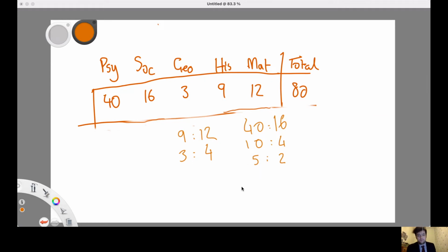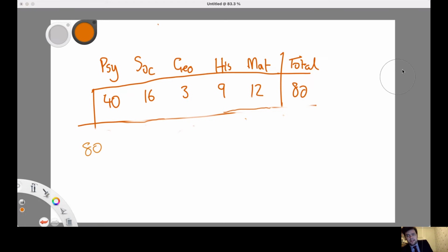It might ask you, there are 80 students. Well, it might say that 80 students. So let's have a look at something that's a little more exam. We've got 80 students. And it'll tell you the ratio psychology to sociology students is 5 to 2. And we know that this many students are doing geography, history, and maths. So how many are doing psychology and sociology then? This is probably harder than you'll get in an exam, but I want to be safe.